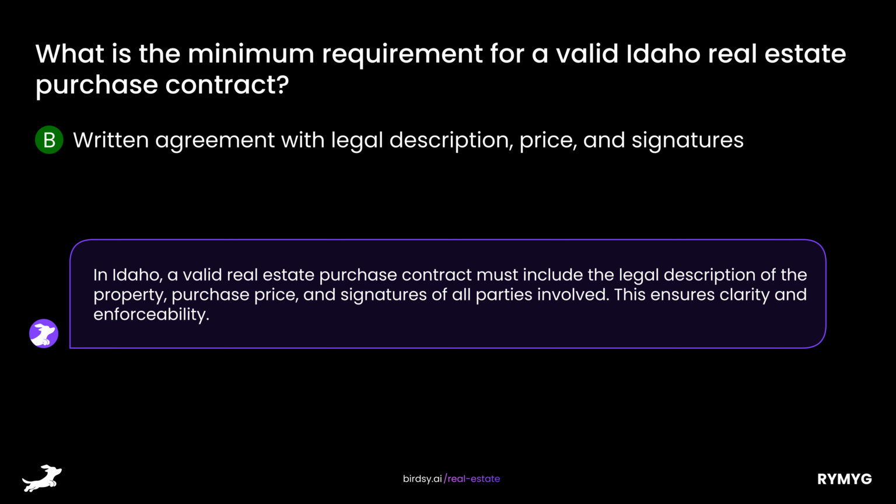In Idaho, a valid real estate purchase contract must include the legal description of the property, purchase price, and signatures of all parties involved. This ensures clarity and enforceability.